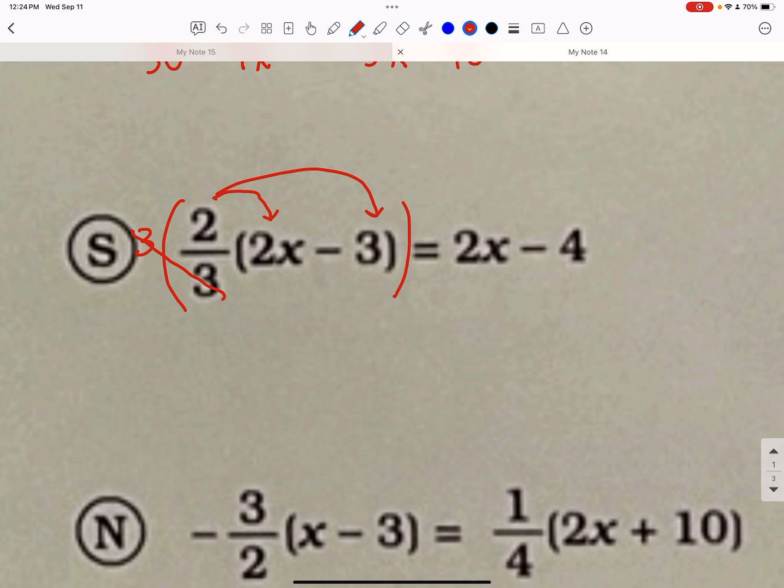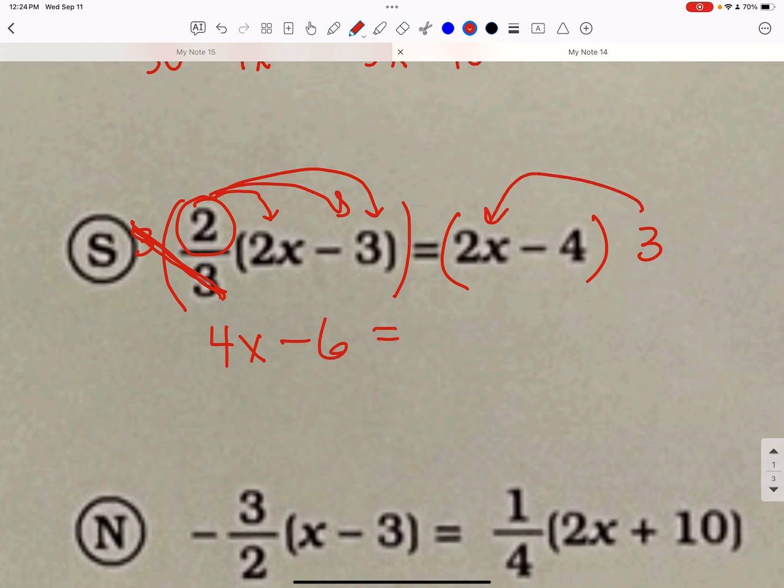That's a pretty advanced skill. I don't expect you guys to know that. But over here, let's just give it 3. So I just use this 3 to kill, before I pass out a top 2 and a bottom 3, let's just kill that bottom 3. So now I'm just passing out a top 2. So this is 4x minus 6 equals 6x minus 12.